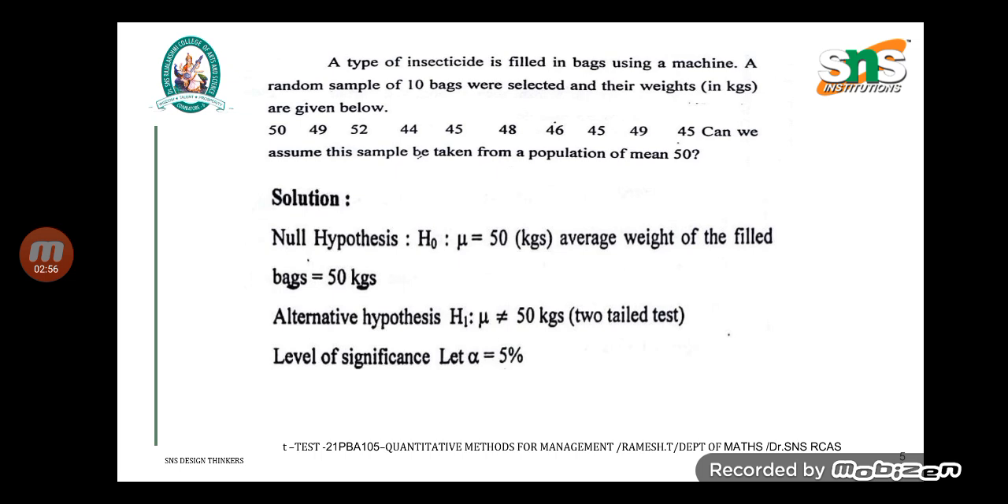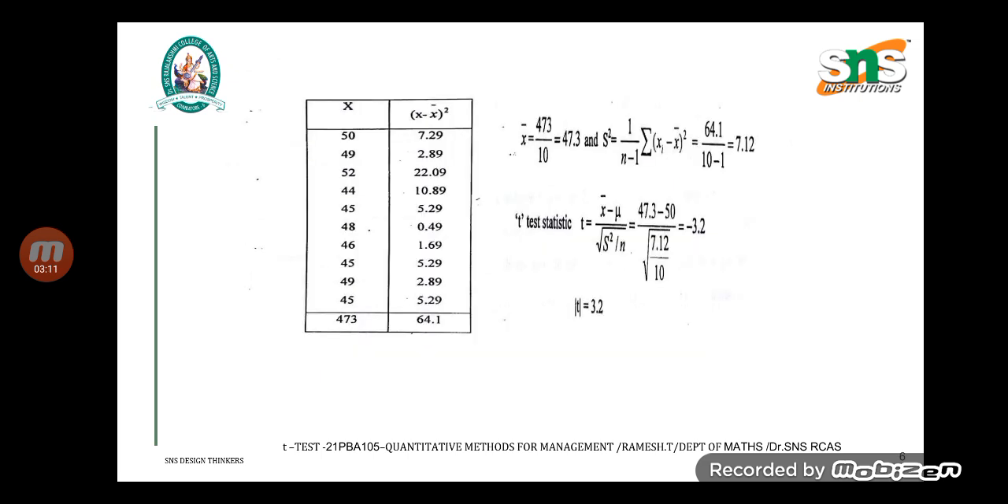First we form the null hypothesis. The null hypothesis H0 is that the population mean is 50. That means the average weight of a filled bag is 50 kilos. What is the alternative? It is not 50 kilos. The level of significance is 5%.